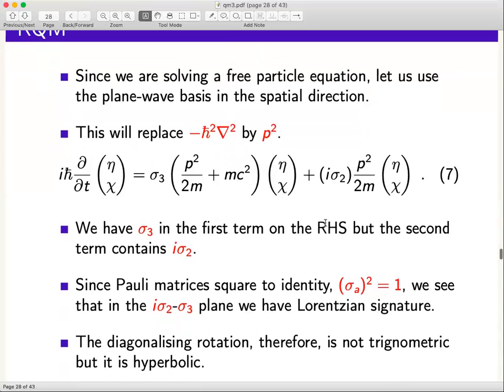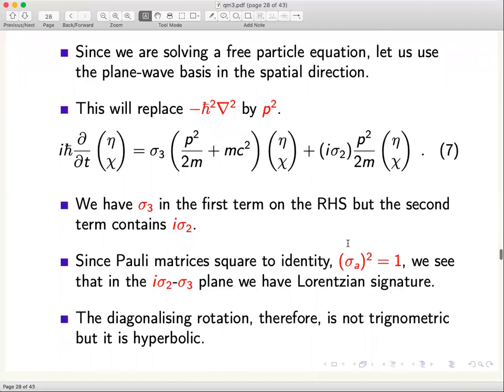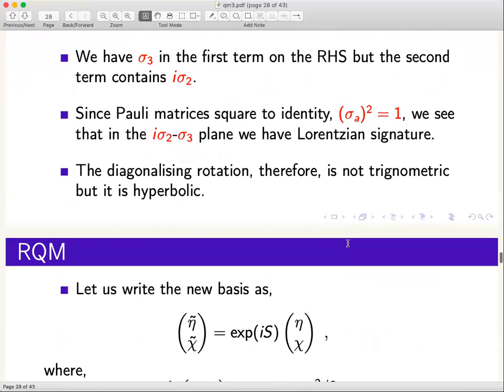In that case, the diagonalizing rotation that we want to do cannot be a trigonometric angle, but it has to be a hyperbolic angle. It's exactly the way Lorentz boosts were written in terms of cosh and sinh, whereas rotations were written in terms of cos and sine. In this particular case, what we need to do is a hyperbolic transformation. So let's try to find out what that transformation is.